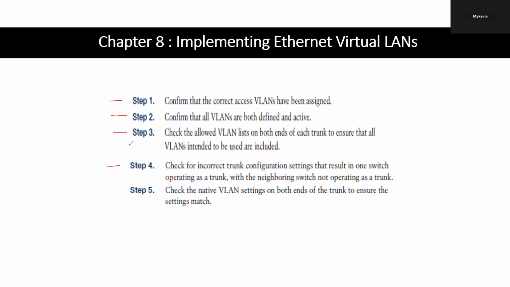Step four, check for incorrect trunk configuration settings that result in one switch operating as a trunk with the neighboring switch not operating as a trunk. I'm sure you guys remember that when we spoke about dynamic trunking protocol, and static trunk configuration. Step five, check the native VLAN settings on both ends of the trunk to ensure the settings match.